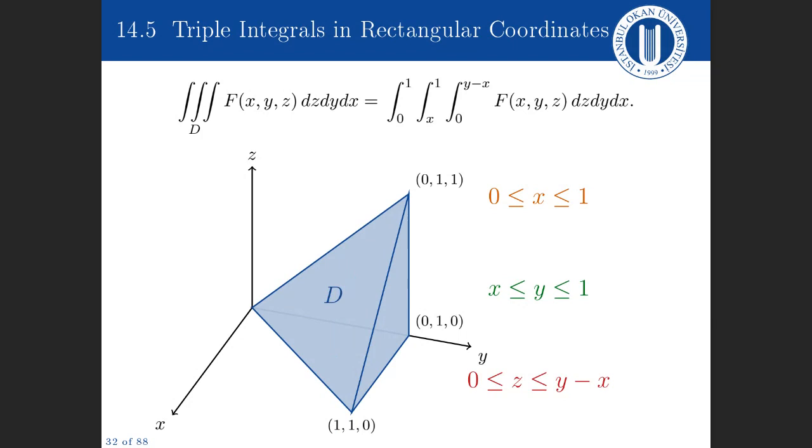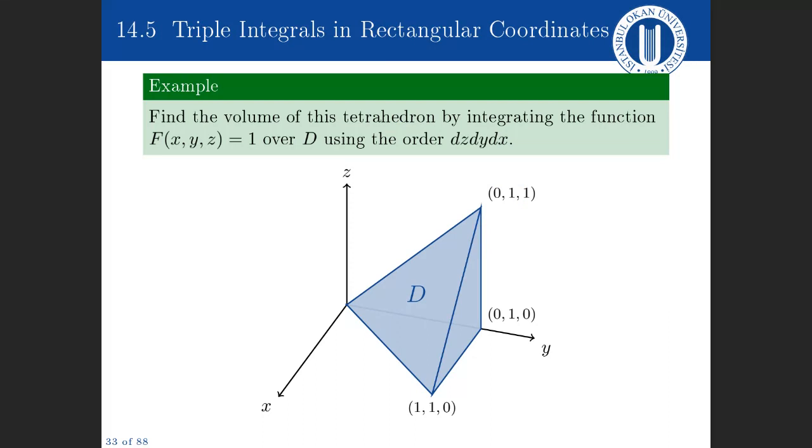Now we can write down our triple integral at the top of the slide. This is the integral from 0 to 1, from x to 1, from 0 to y minus x of some function f dz dy dx. Let's do this question another way. Find the volume of this tetrahedron by integrating the function 1 over D using the order dz dy dx.